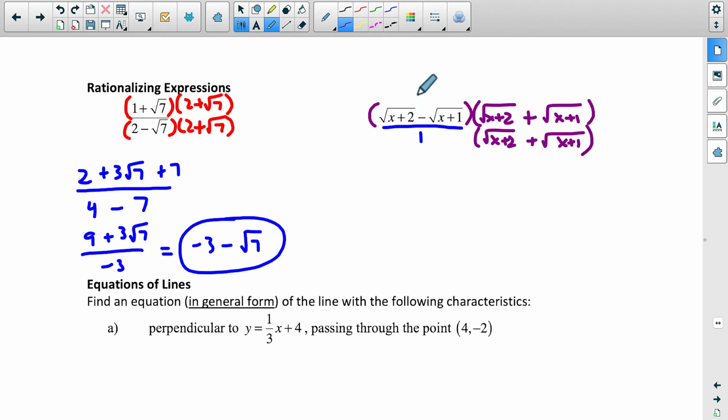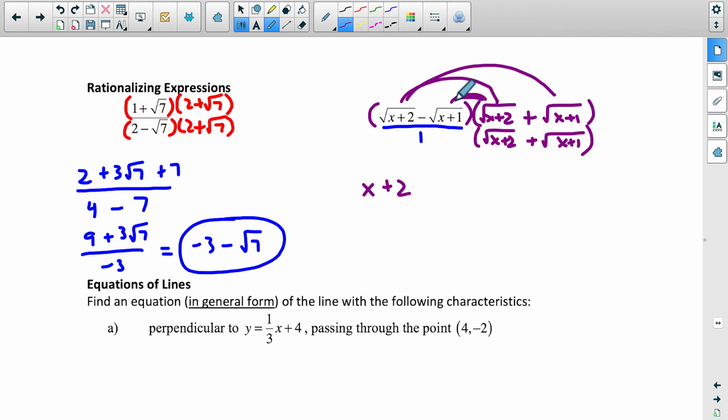Okay, so we got to multiply this times this. Root x plus 2 times another root x plus 2 equals x plus 2. Now, I got to multiply this times this. I'm going to get some positive amount, root x plus 2 times root x plus 1. And then I'm going to multiply these two together. I'm going to get negative root x plus 2 times root x plus 1. It's exactly the same thing, but negative. They're going to cancel out. That's always going to happen, remember. The two middle terms will cancel out when you rationalize the denominator.